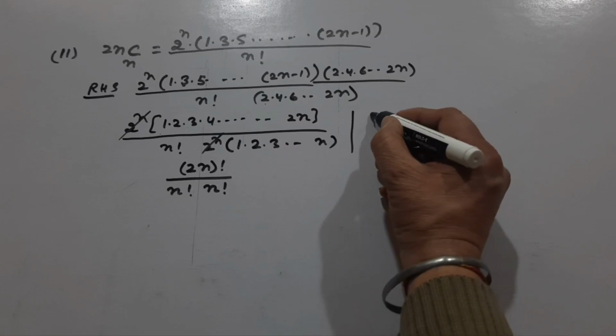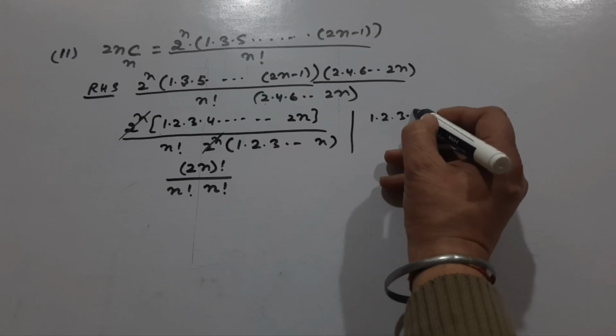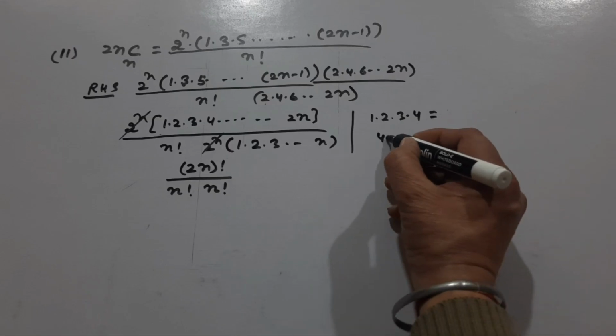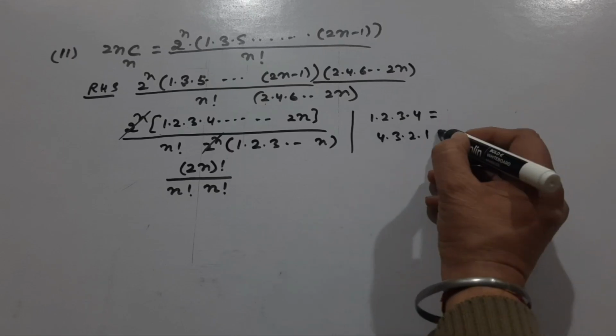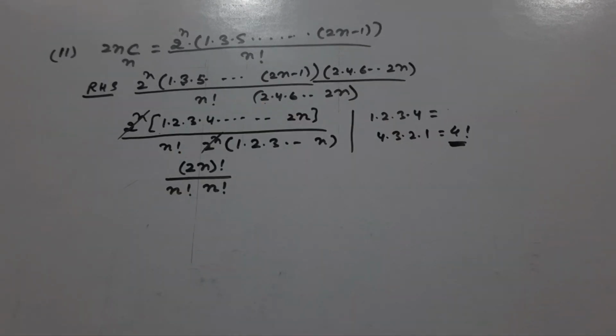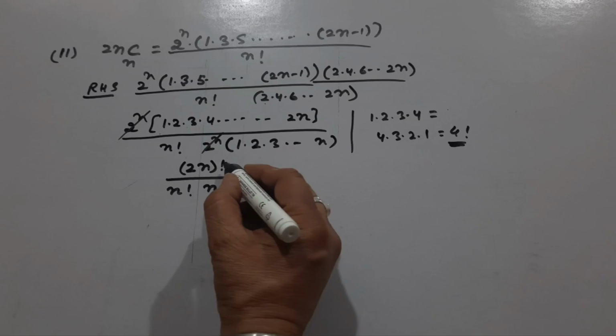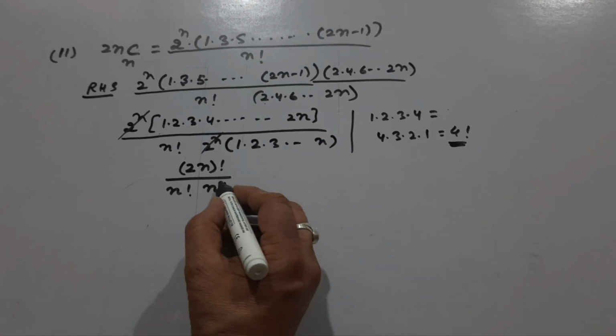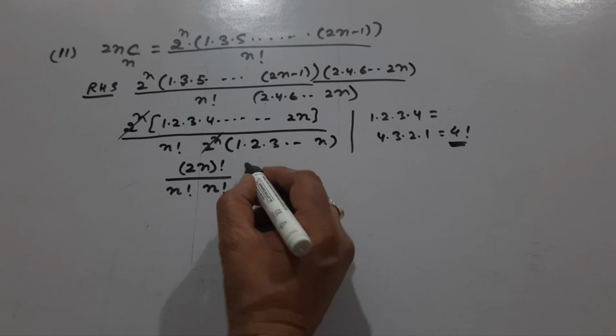I tell you students, if we have 1 into 2 into 3 into 4, we can write it like 4 into 3 into 2 into 1, so this is equal to 4 factorial, right? Therefore 1 into 2 into 3 into 4 up to 2n can be written as 2n factorial, and 1 into 2 into 3 up to n can be written as n factorial.